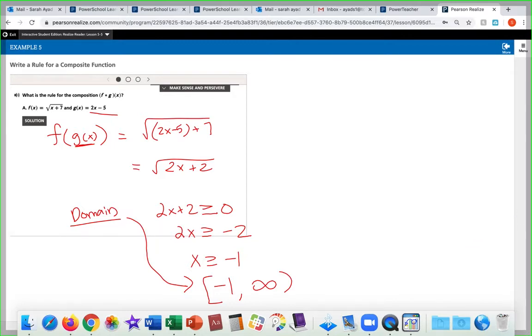Okay. Now, if you have trouble with this, you could always graph this function. If I were to graph it, I would see something that looks like this. And I could see my domain is from negative 1 to infinity, looking left to right.